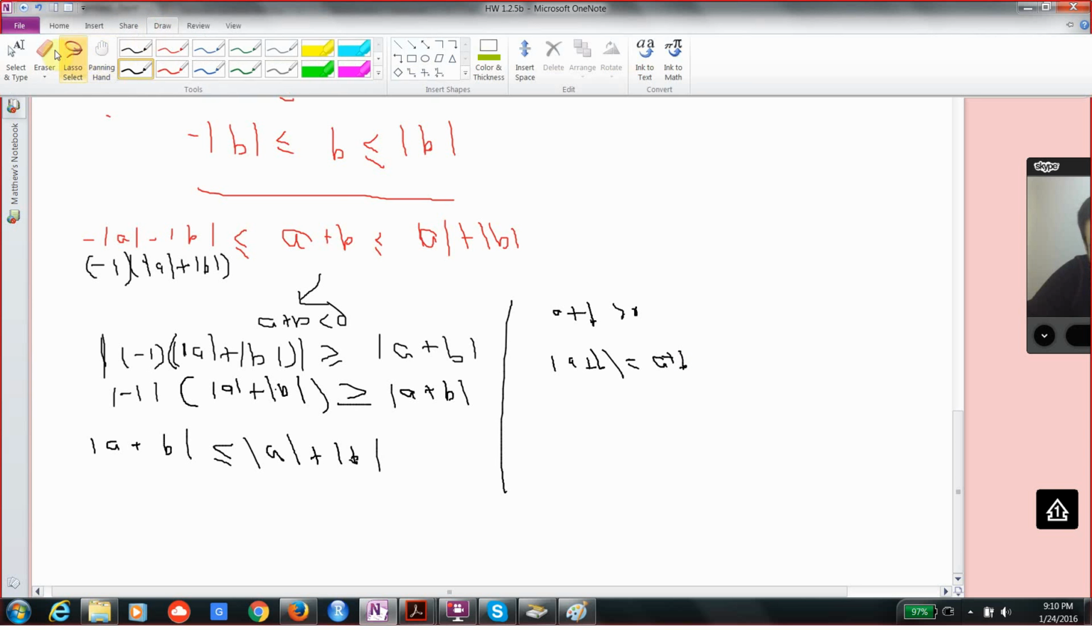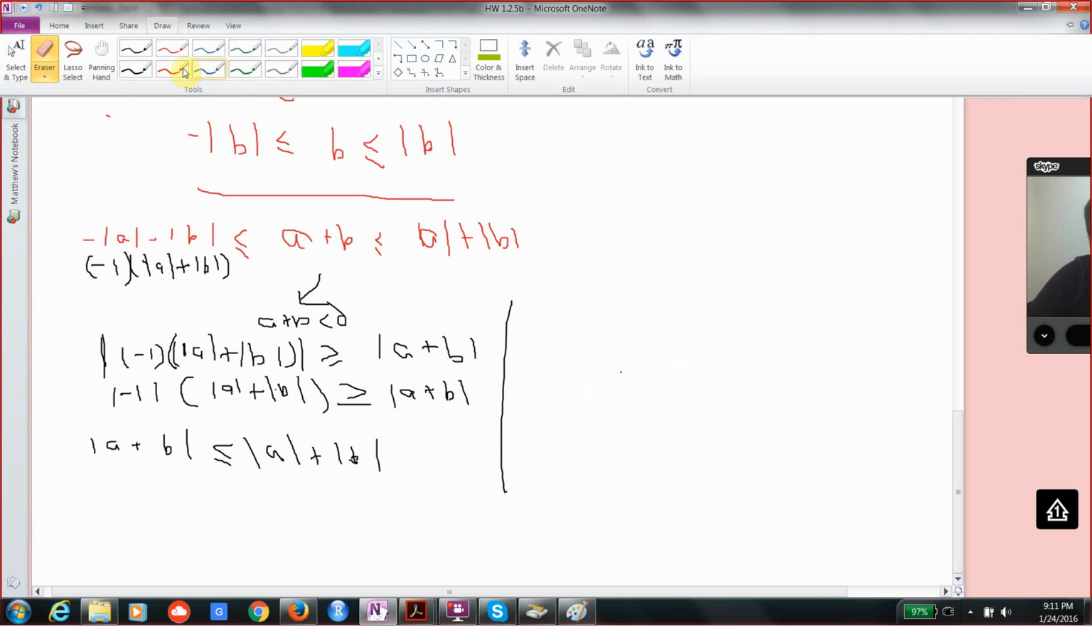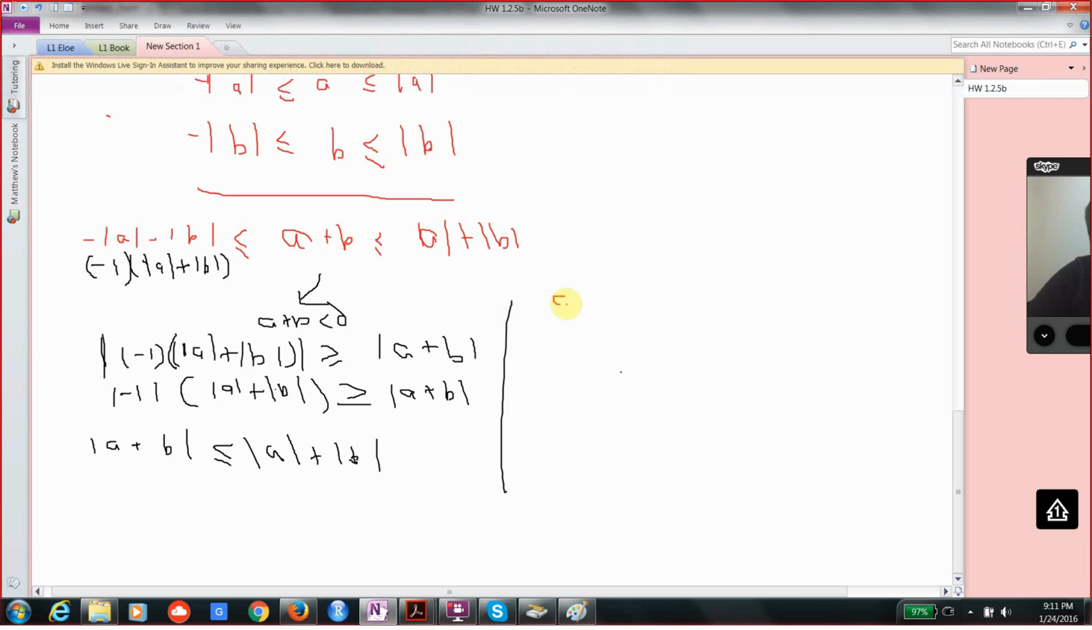Okay, let me back up. Let me write it again. It's a little bit messy. If I know that A plus B is greater than 0, then it's equal to its own absolute value, right? If this is true, then what is the absolute value of A plus B? Let me ask you a question. What's the absolute value of positive 2? Exactly. So the absolute value of A plus B is just A plus B.